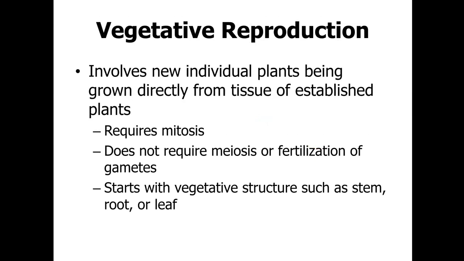Then we have what's referred to as vegetative reproduction. This is going to involve new individual plants that are going to be grown directly from tissue that's of established plants. So here, this is going to require mitosis, not meiosis. And so it's simply going to be the addition of more cells going through mitosis here to make another plant. It does not require, like we said, the fertilization of gametes. It's going to start with a vegetative structure, something like a stem or a root or a leaf. And it's going to be in a process also known, like we said, vegetative reproduction.